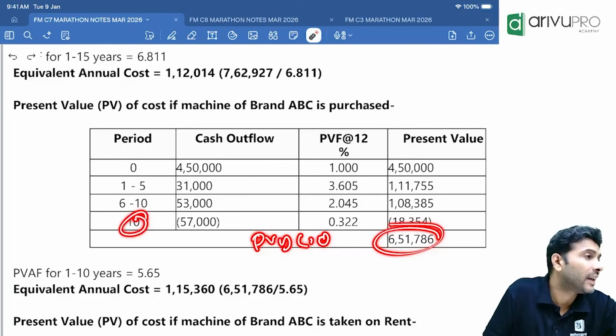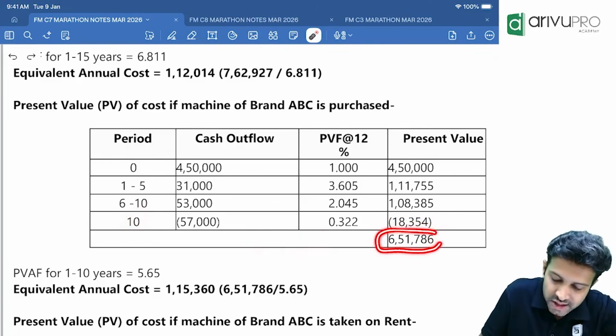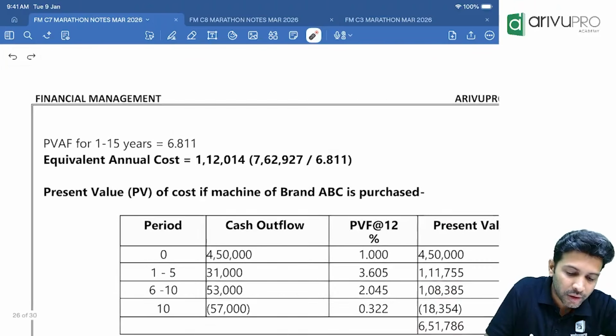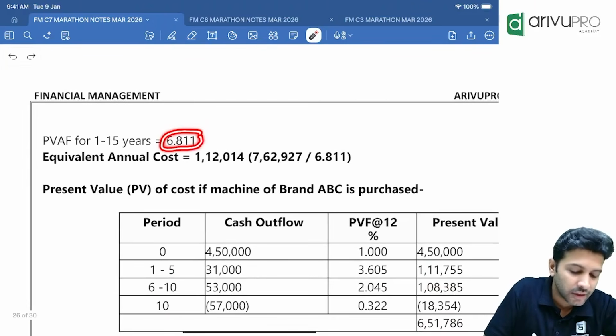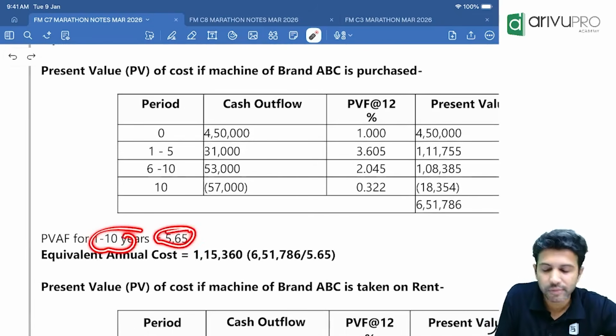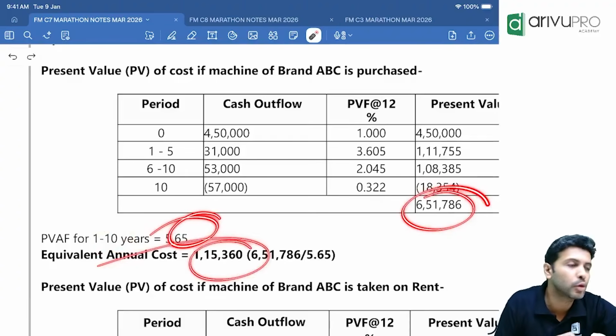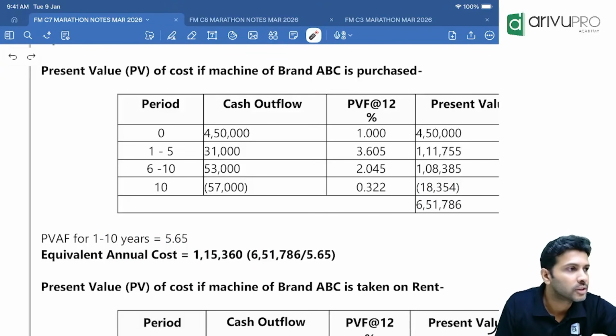But this life is only 10 years. The previous one was 15 years. Hence, first find the EAC. How do you find EAC? This number divided by PVAF. Now don't take the PVAF for 15 years. Here the life is 10 years. Calculate the PVAF for 10 years, which is 5.65. This divided by 5.65 will give you the EAC. This is option number 2's EAC.